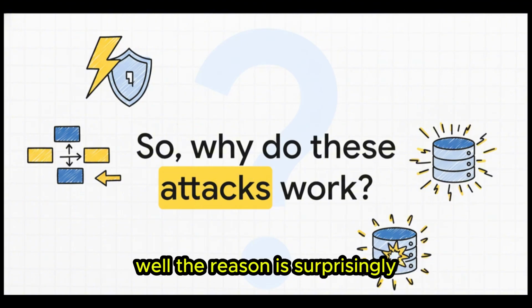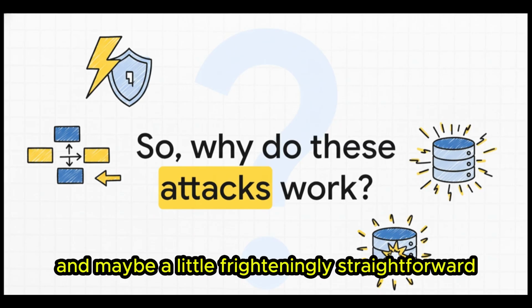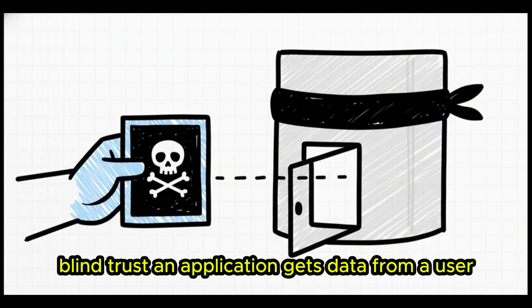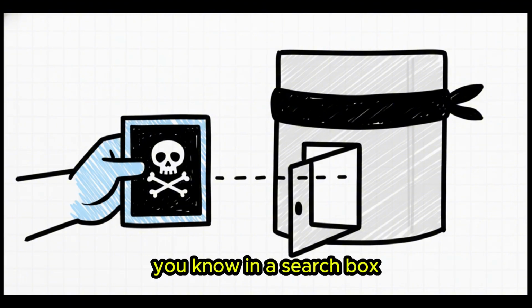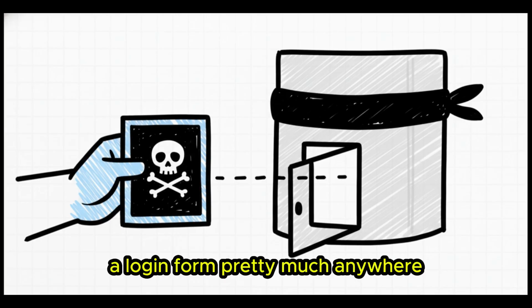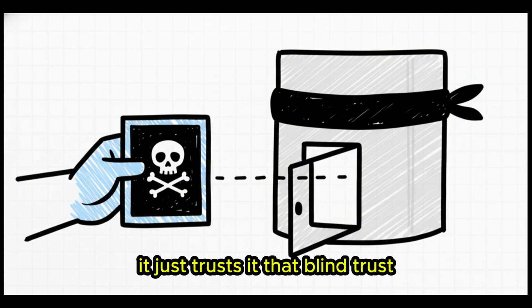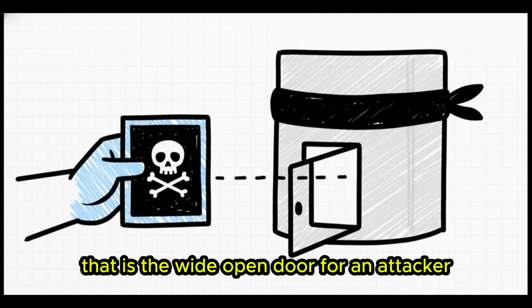Well, the reason is surprisingly and maybe a little frighteningly straightforward. At the heart of every single injection attack is one fundamental failure: blind trust. An application gets data from a user, in a search box, a login form, pretty much anywhere. And instead of being skeptical and checking it out, it just trusts it. That blind trust, that is the wide open door for an attacker.